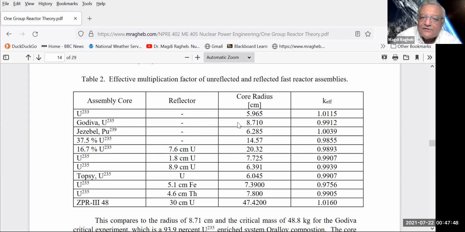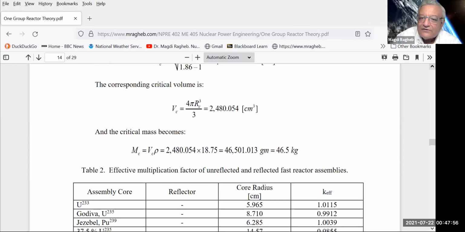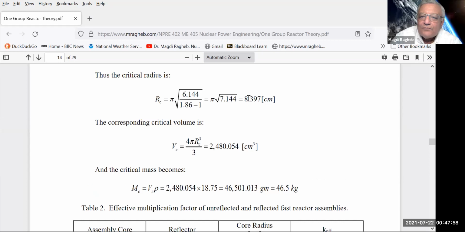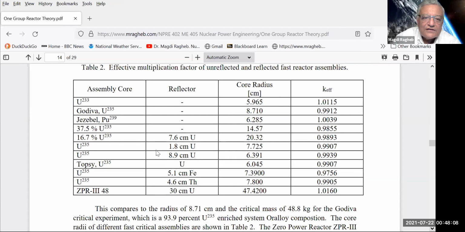And notice here the core radius. The actual core radius for criticality was 8.71 centimeters. What does our calculation give us here? 8.39. So you can see that there is a good match between the critical radius from our calculation and the actual critical radius of the experiment using uranium-235.